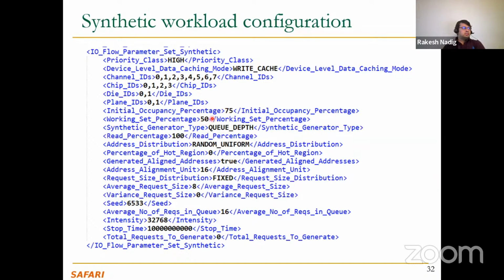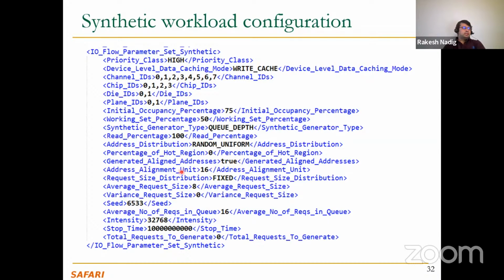But since it generates its own requests, we need to define the address distribution and the queue depth, basically whether the workload has to be generated based on the queue depth or something else. Then how much of the workload should be reads as opposed to writes, and whether the addresses that are generated should be aligned to some granularity, or it can generate unaligned addresses.